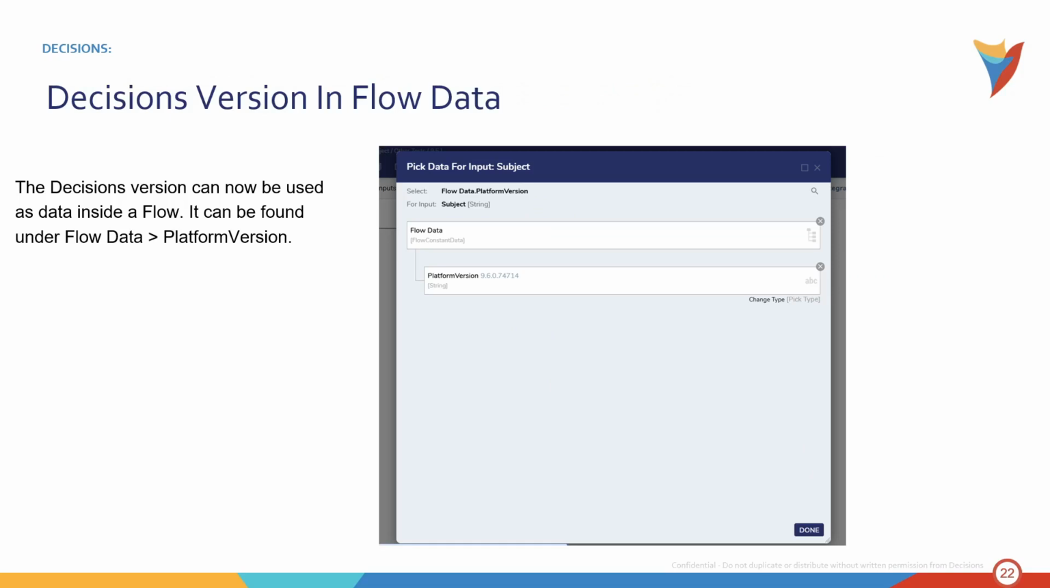Another neat little change is that the Decisions version that you are now on can be pulled in as Flow Data. If you're looking under Flow Data, you can look for platform version as you see in the screenshot, and it's got the version right there.